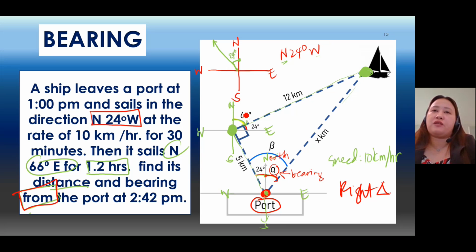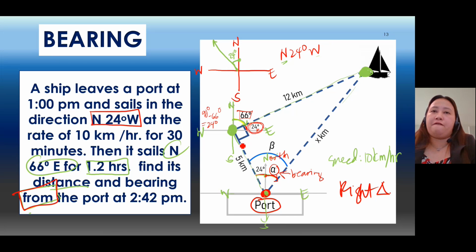Since we have here 66 degrees as the given, you can have a measure of 24 degrees since you know that from north going to east, we have 90 degrees. Okay, 90 degrees. So that is 90 degrees minus 66 degrees, so we have 24 degrees. Okay, that is the measure of the angle at this point.